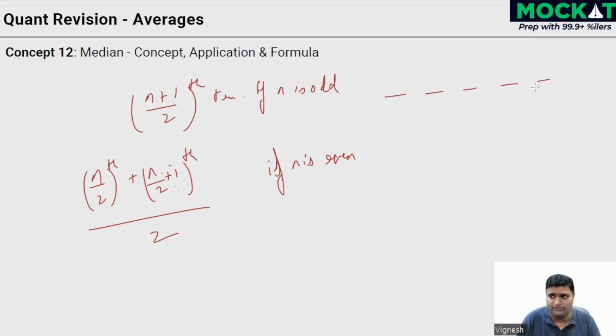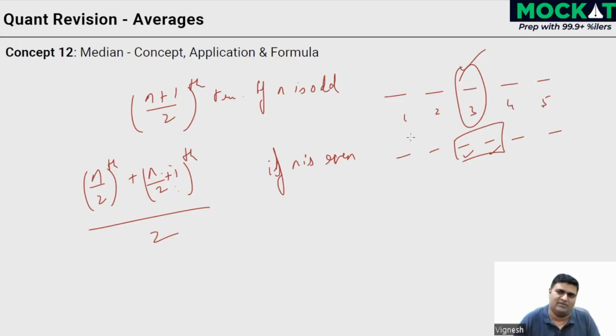1, 2, 3, 4, 5. If I have 1, 2, 3, 4, and 5 terms, arrange it in ascending or descending order, and then plug in the 5 for an odd number of terms. 5 plus 1 by 2, 6 by 2, third term over here. That's my median term. If it's 1, 2, 3, 4, 5, 6, then the 6 by 2th term, the third term, and the 6 by 2 plus 1th term, this one. The two middle terms, find the simple average. That's the median. So where is this applied?